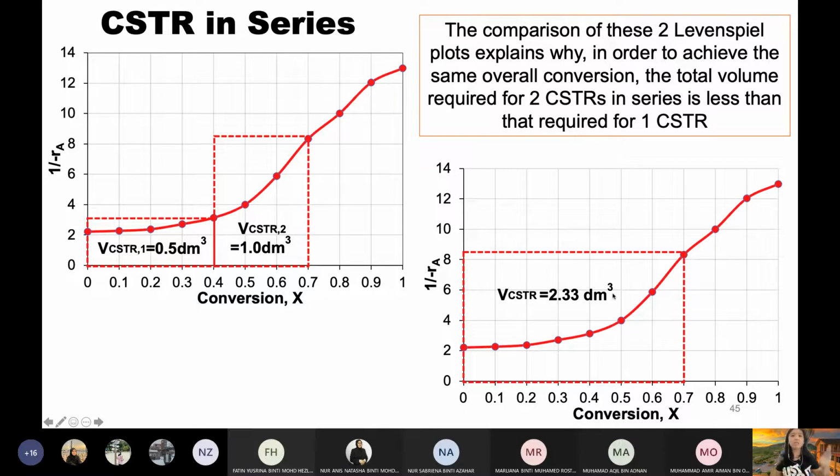If you realize, both achieve the same overall conversion. Just that one I use single CSTR, another one I use two CSTR in series. But the total volume is not equal. One, because you can see it obviously, kan, sebab kenapa untuk two reactor in series total volume dia smaller, sebab luas yang kita kira tu dah berlainan compare dengan single.